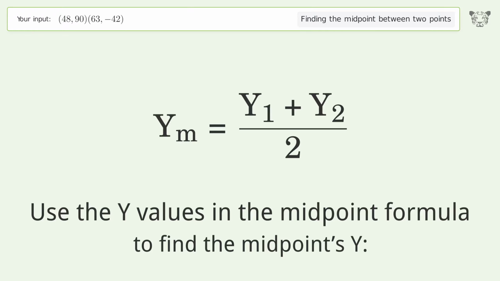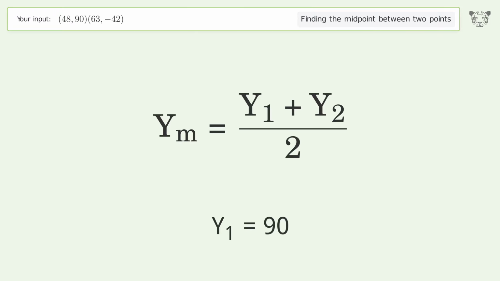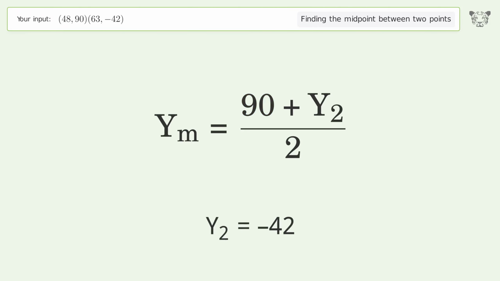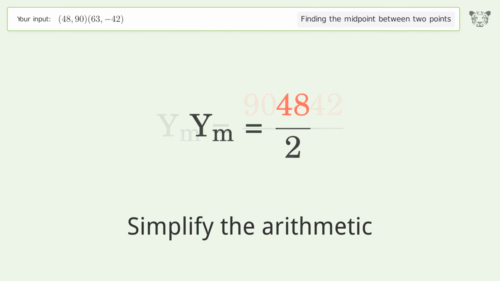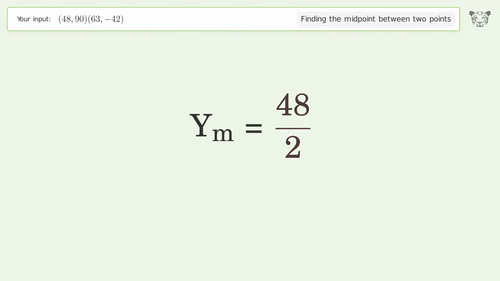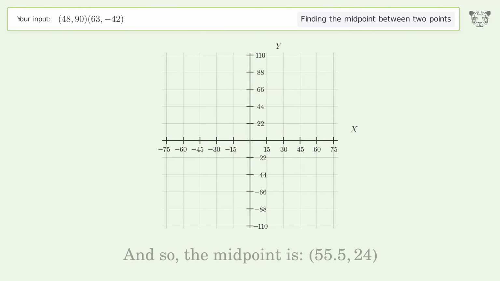Use the y values in the midpoint formula to find the midpoint's y. y1 equals 90. y2 equals negative 42. Simplify the arithmetic. And so, the midpoint is (55.5, 24).